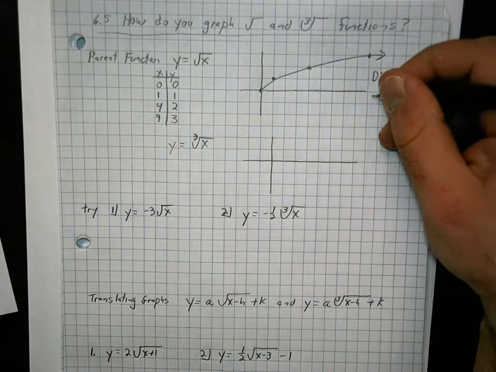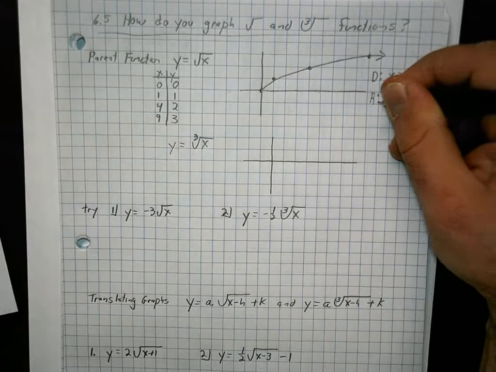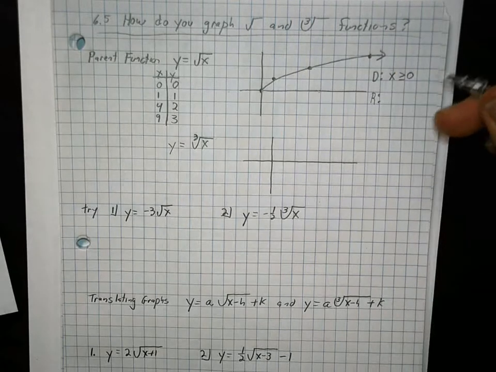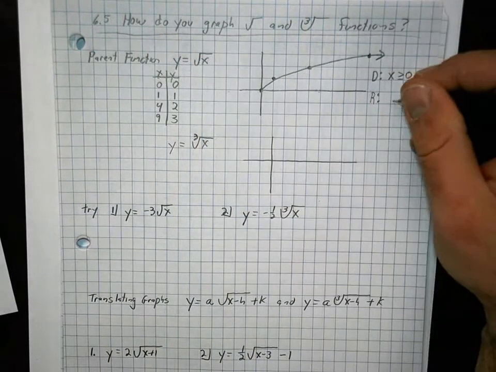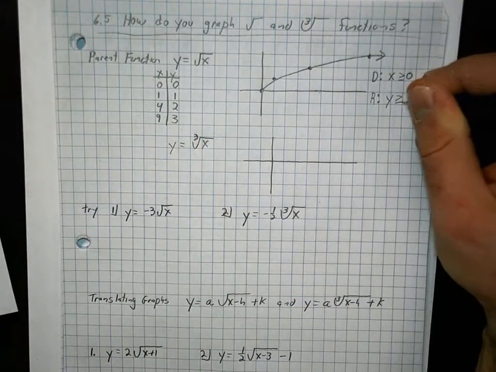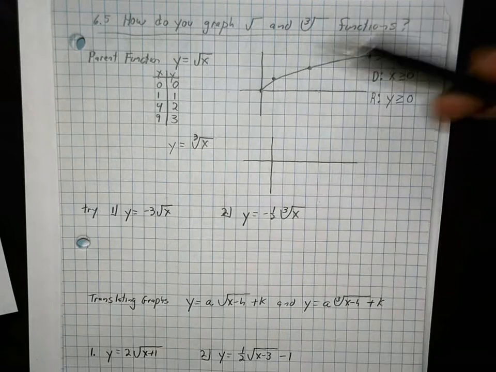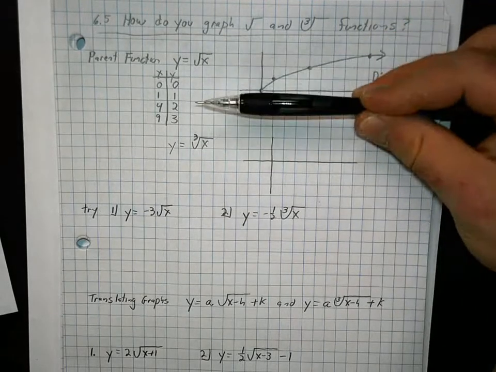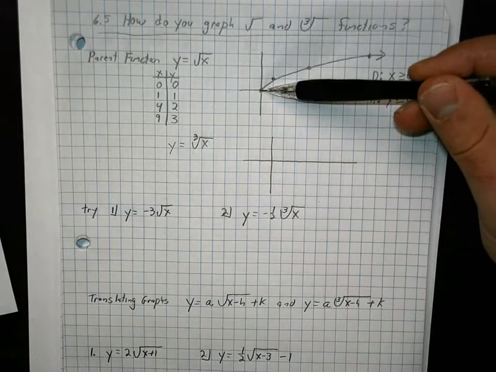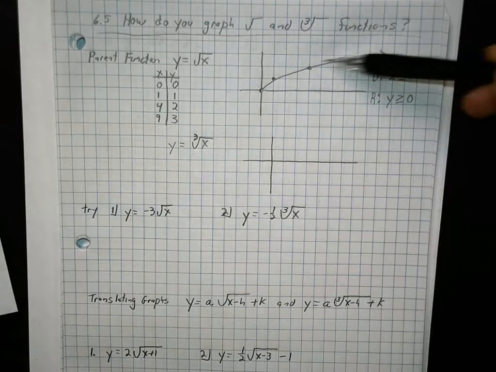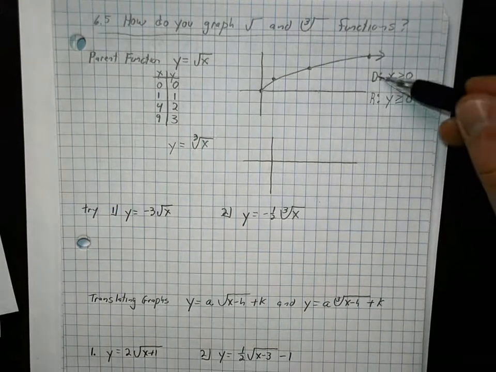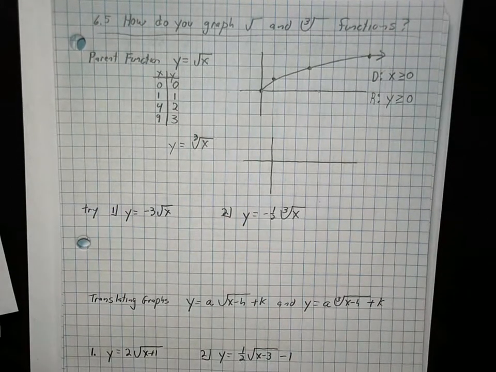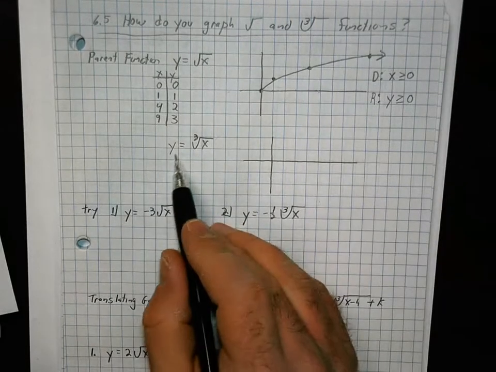The range are the possible outputs, the y values. So in this case, no matter what values I plug in, my result is always going to be greater than or equal to 0. So this will be y is greater than or equal to 0. You can look at the graph by looking at the y-axis, and you can see that 0 is my lowest y value, and it increases from there, and there's no y values below 0. So that's my domain and range for this parent function y equals square root of x.